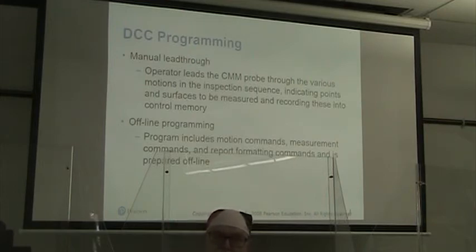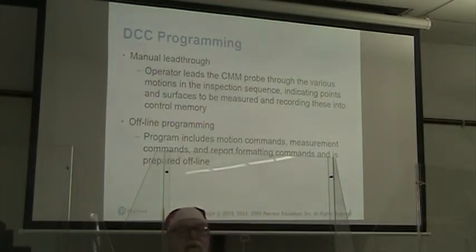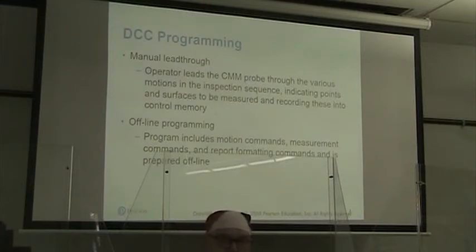When we talk about the direct computer control, first of all, we can have the manual lead-through type. We talked about this with robots, where the operator leads the coordinate measuring machine probe through the various motions in the inspection sequence, indicating the points and surfaces that are measured and recording these into the control memory. All right, so that is pretty quick and easy to program.